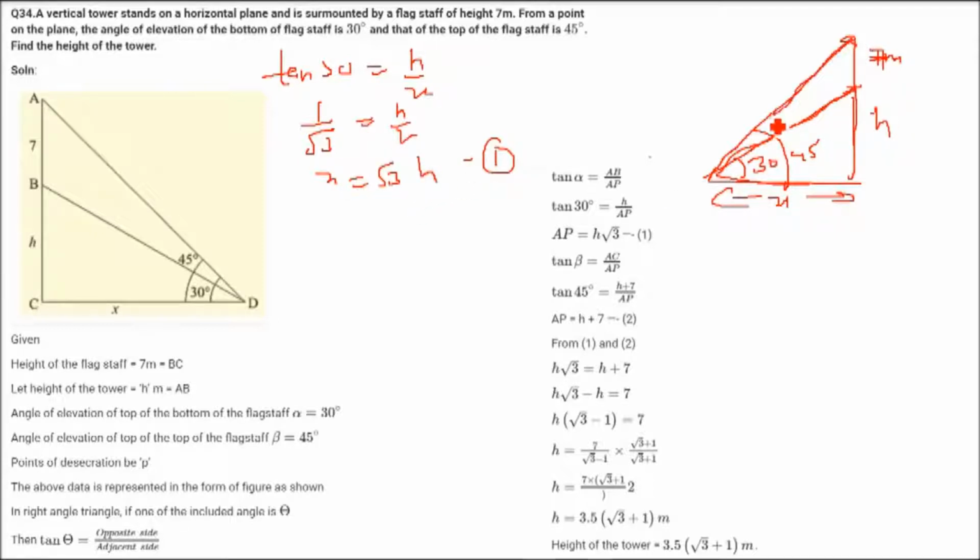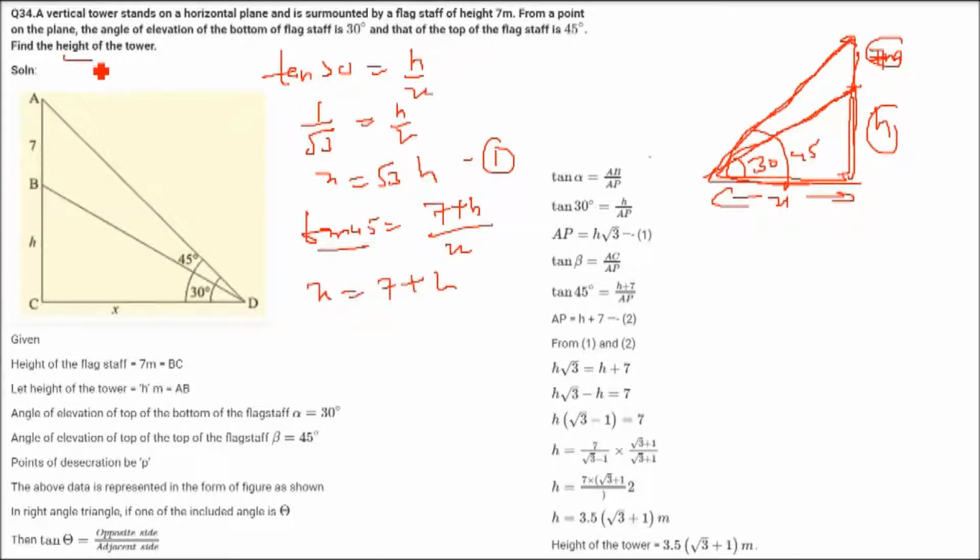Now second is this 45 degree angle. So we are going to take the bigger triangle. So tan 45 degree will be equal to perpendicular by base. Now we will take 7 plus h total, 7 plus h by x. Because tan 45 is 1, so x is 7 plus h. But we have to find the height of the tower. So we will eliminate this x. So we will put x equal to root 3 h. I am putting root 3 h here, equal to 7 plus h.